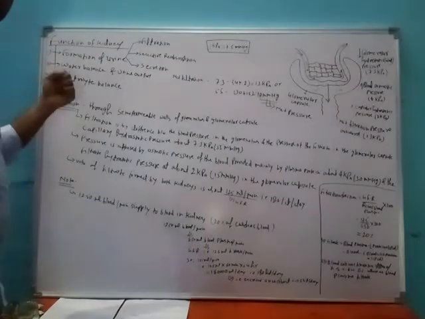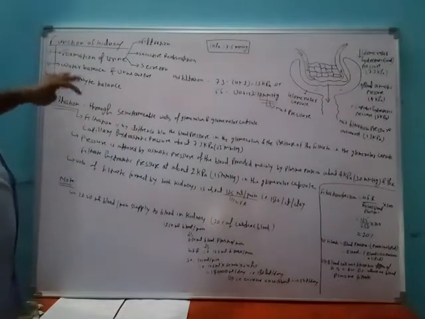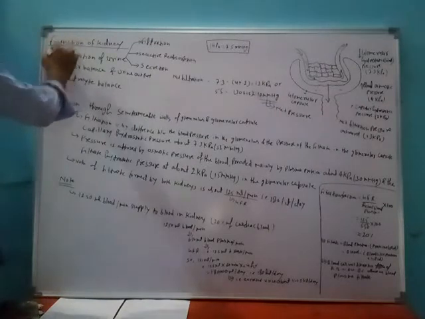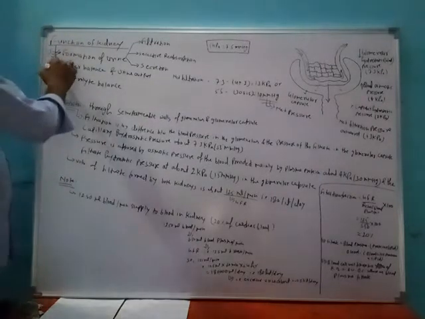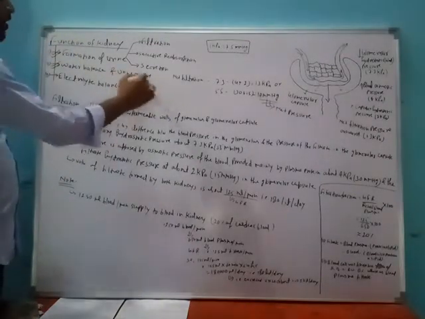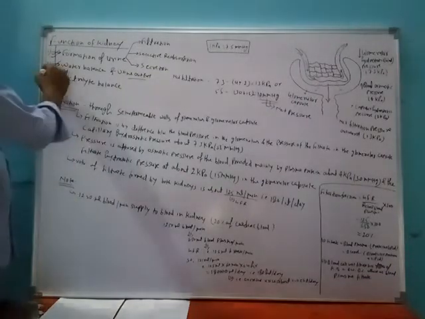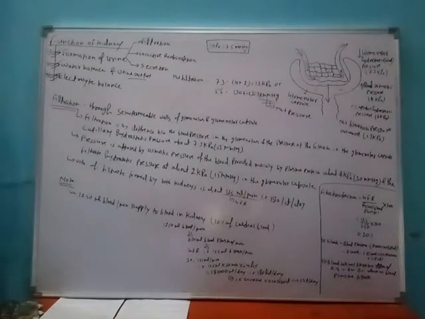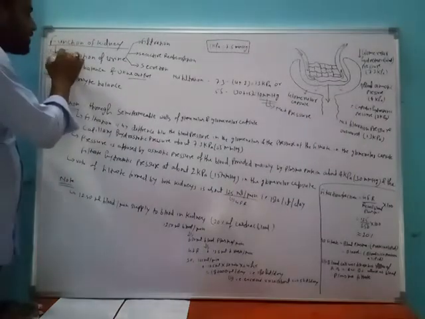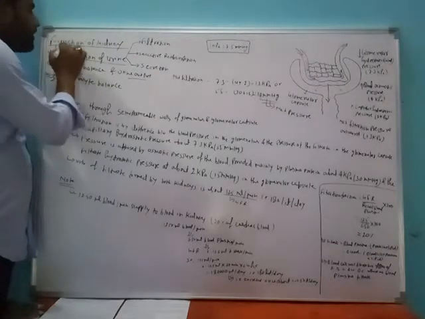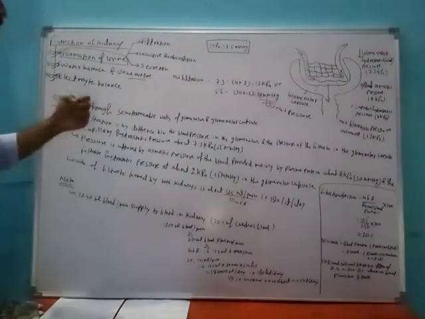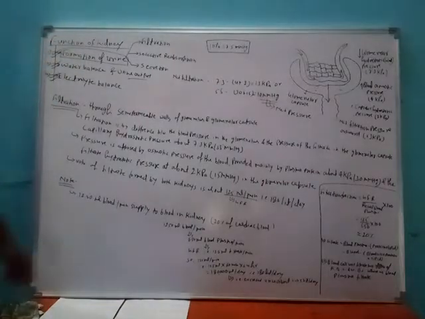If you're talking about the function of kidney, there are mainly three types of function: formation of urine, second one is water balance and urine output, and last one is electrolyte balance. These are all functions of the kidney, but formation of urine is mainly important and plays the key role in the function of the kidney.